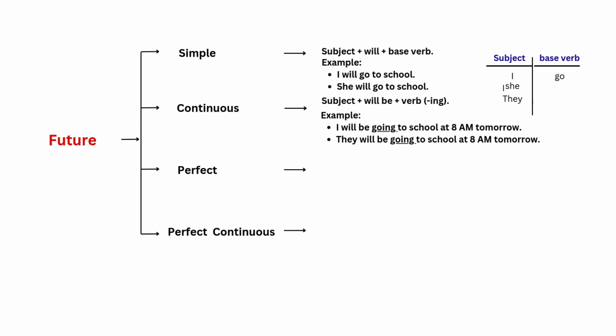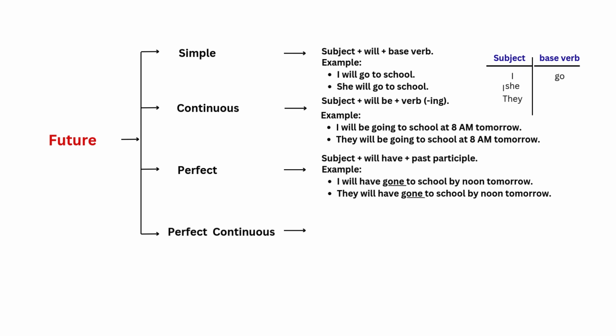They will be going to school at 8 a.m. tomorrow. Here, they is the subject. Will be is the auxiliary verb. Going is the main verb. To school is the object. At 8 a.m. tomorrow specifies the time.